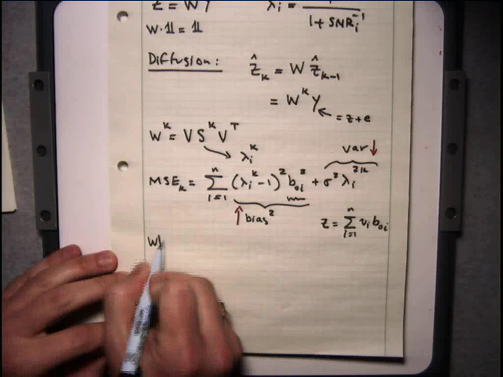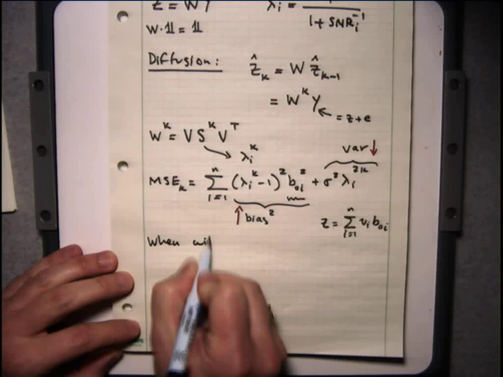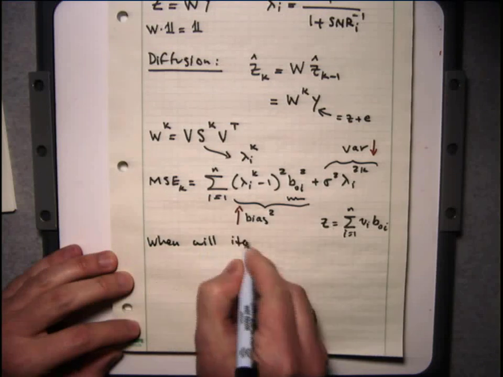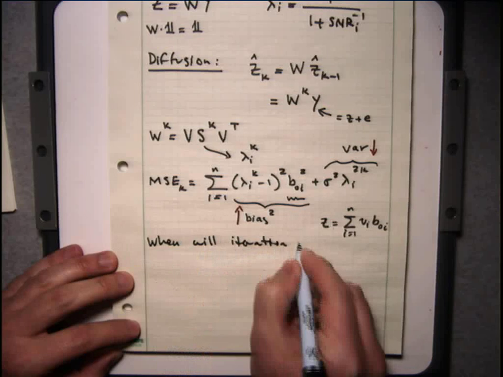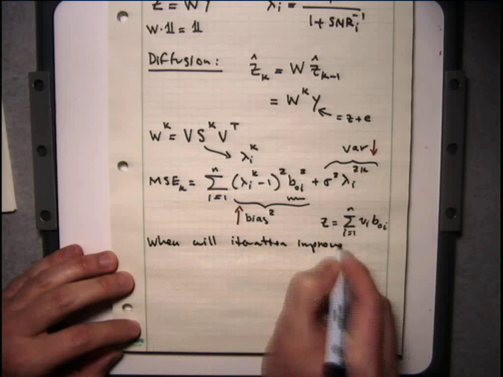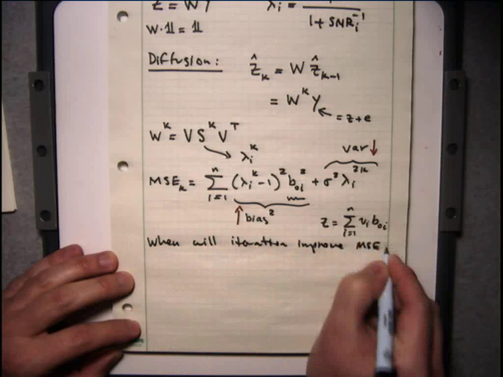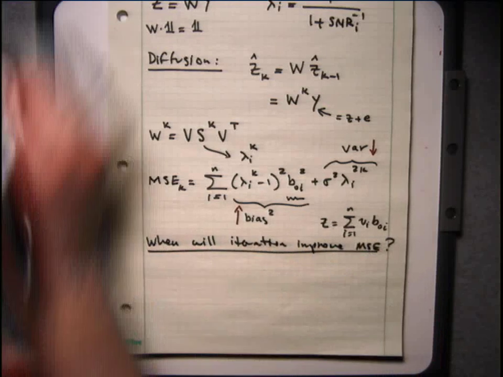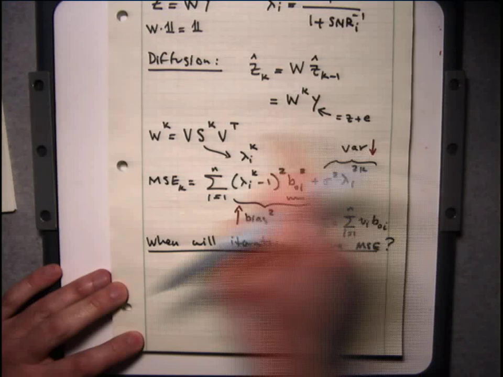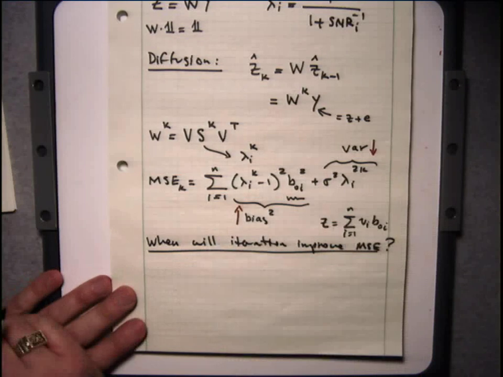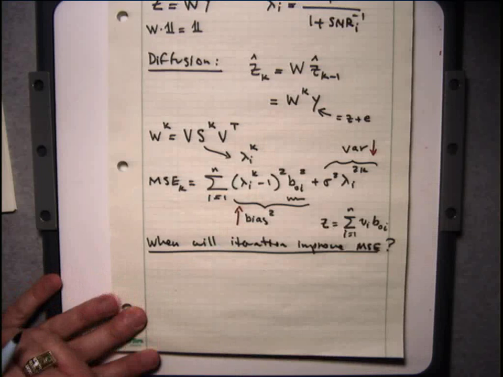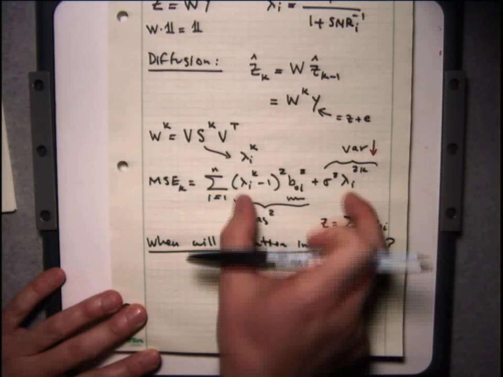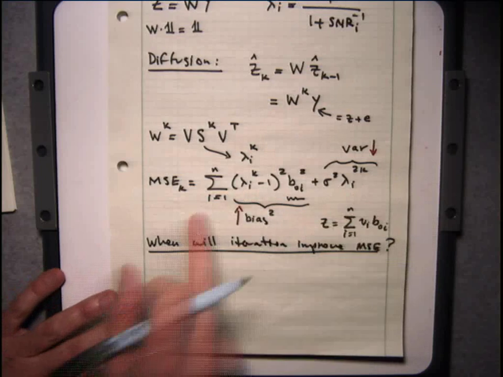So when will this iteration improve the mean squared error? Okay. Now, it's a little difficult to answer that question for the whole thing, but in fact, we can answer the question for one term at a time. In other words, for each i.